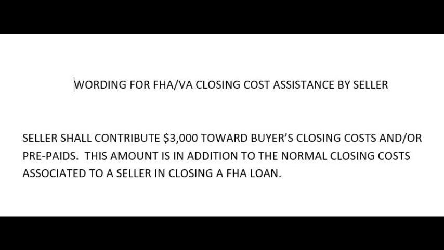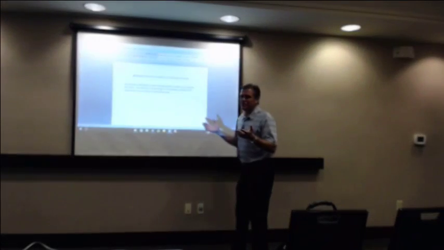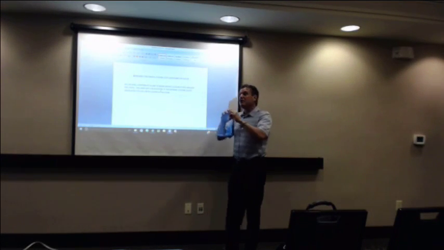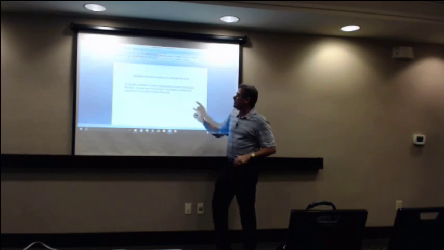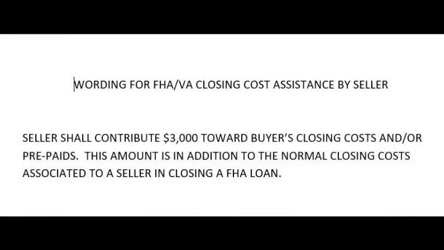So with that in mind, how do we get that? I used to do that, and then I said, you know what, I'm tired of fighting this. Every time, these people didn't understand the concept. The lenders did, the title agents got it, and they were the only ones. So I said, okay, let me be nice to you, let me shout it from the mountaintop: this amount is in addition to the normal closing costs associated to a seller in closing an FHA/VA loan, whatever you're going to put in there.